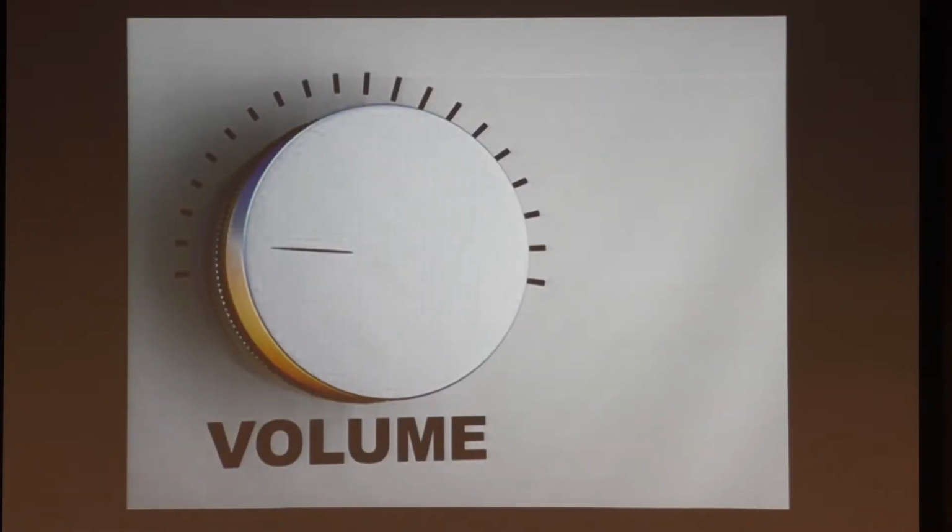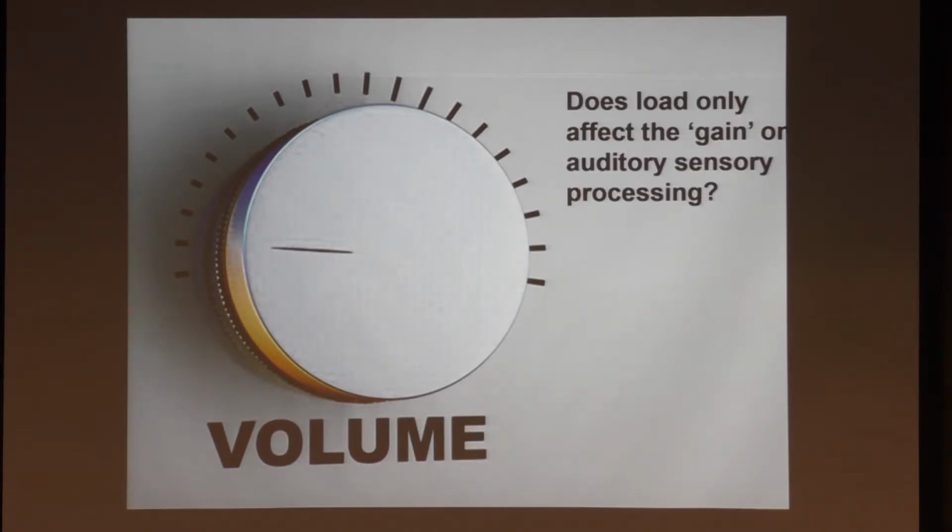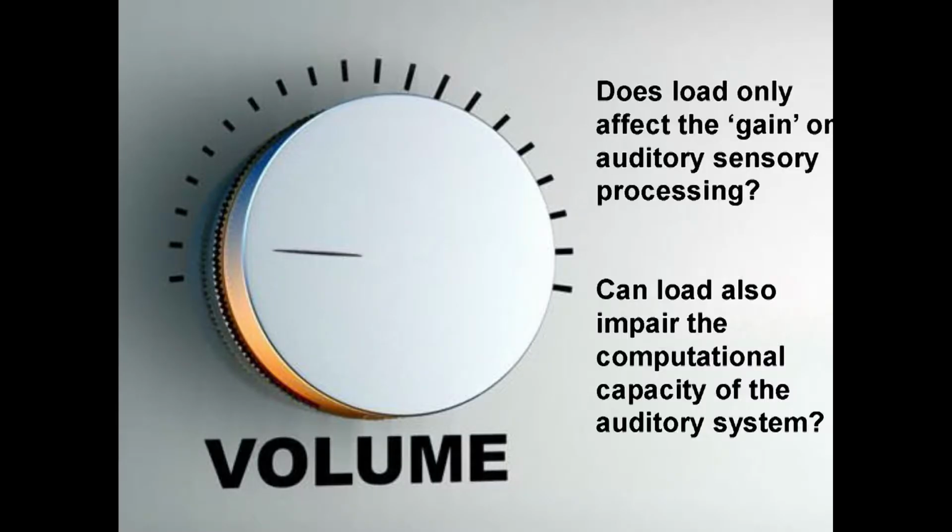So what this shows is that visual load can, so to speak, tune the gain on auditory sensory processing. So it can sort of reduce the gain on early responses to sounds. But a follow-up question is whether visual load can do more than that. Can visual load also affect the computational capacity of the auditory system? Can the depletion of resources affect what the auditory system can do?